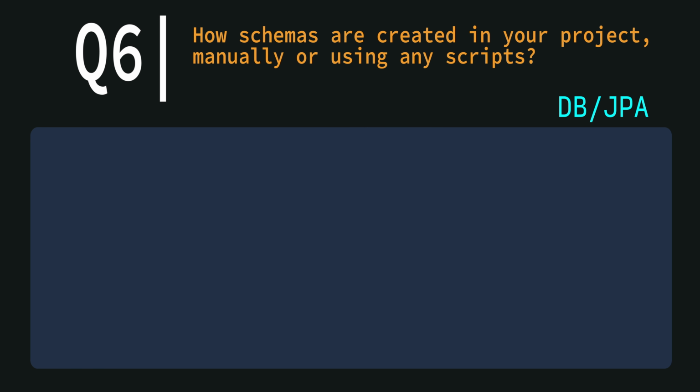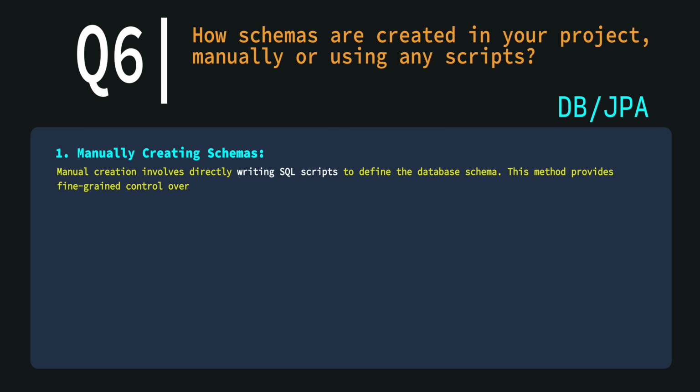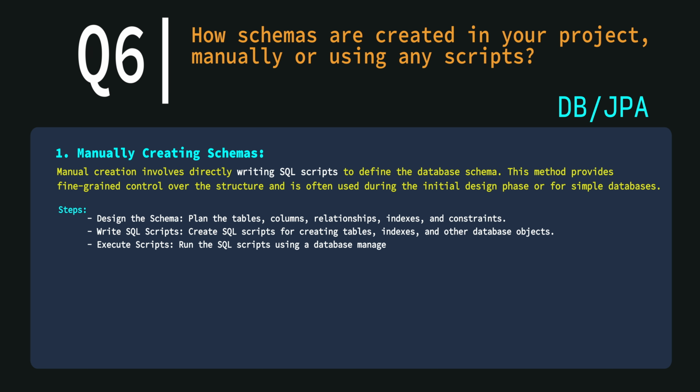How schemas are created in your project, manually or using any scripts. Basically, the schema is nothing but the structure of the tables and their relations. So as asked in the question, we can create the schemas in two ways, manually or using scripts.